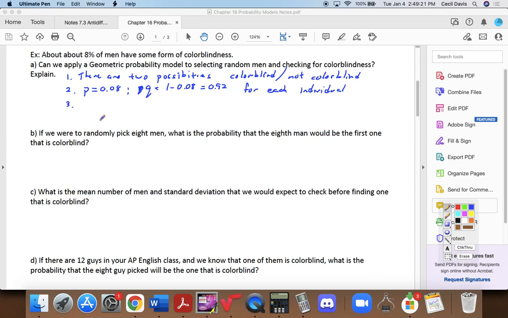Why is that true for colorblind men, though? Well, okay. Let's assume that there are only 1,000 men in the world, just to make this simple. Once you've picked out 200 men, for example, you have effectively changed your sample space. You only have 800 left to choose from. And depending on how many you picked out that were colorblind and how many were not colorblind, you're going to change the probability of another one being colorblind.